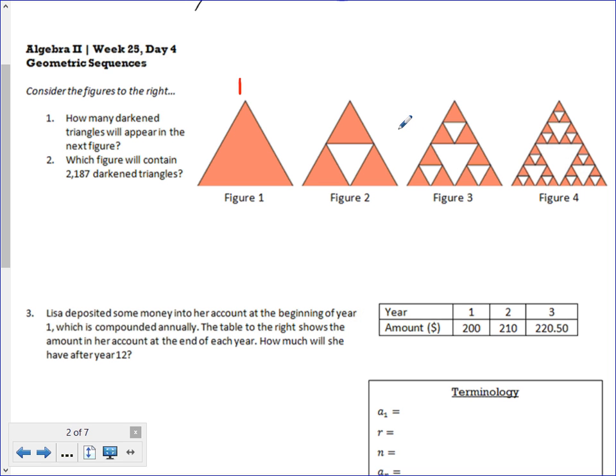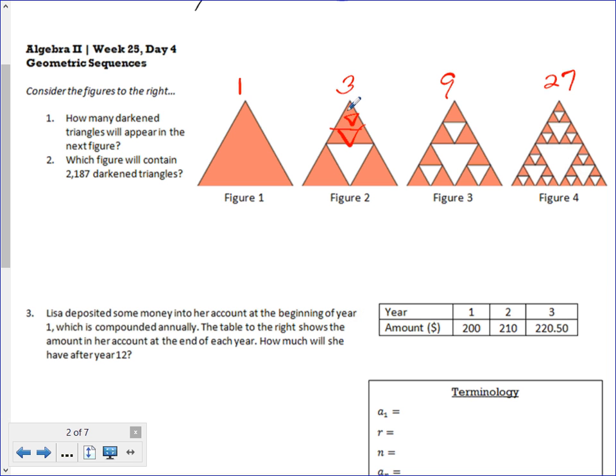Alright, did y'all take a look at my triangles yet? Some of y'all, I know, finished the warm-up and started looking already. Started thinking about it. So how many dark triangles will appear in the next figure? We got 1, and then we have 3. You already counted that one up? 9. 27. So can you see what's happening? 81. They multiply each number that they keep from the last figure by 3.